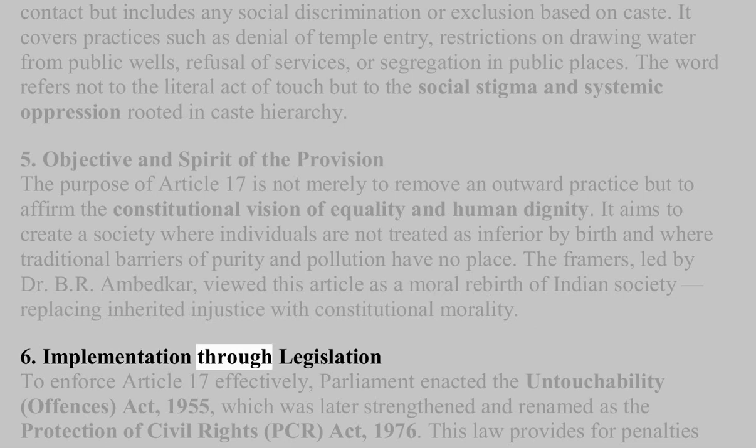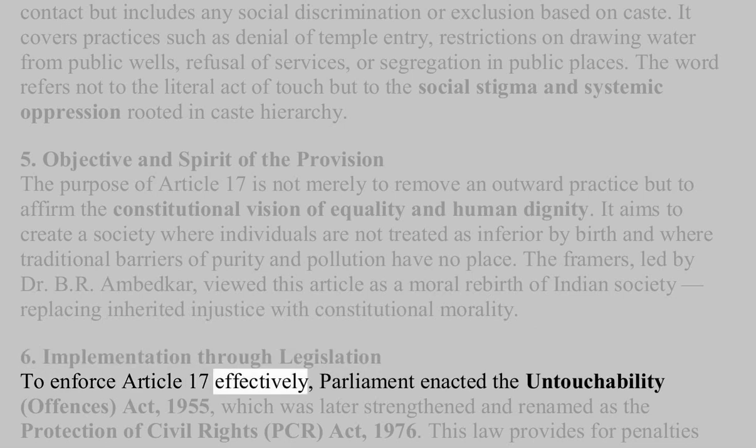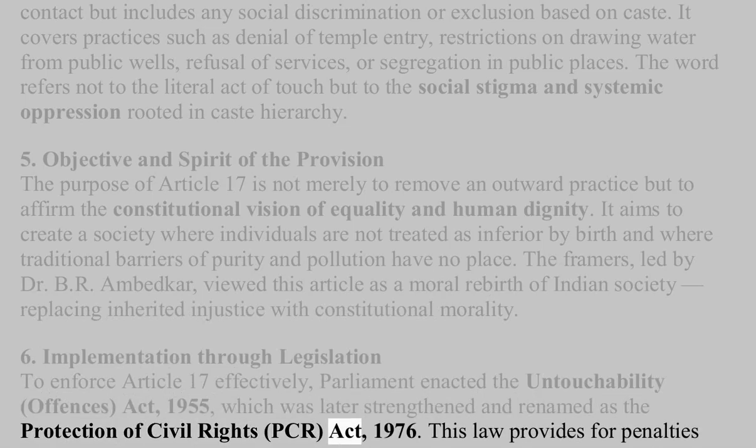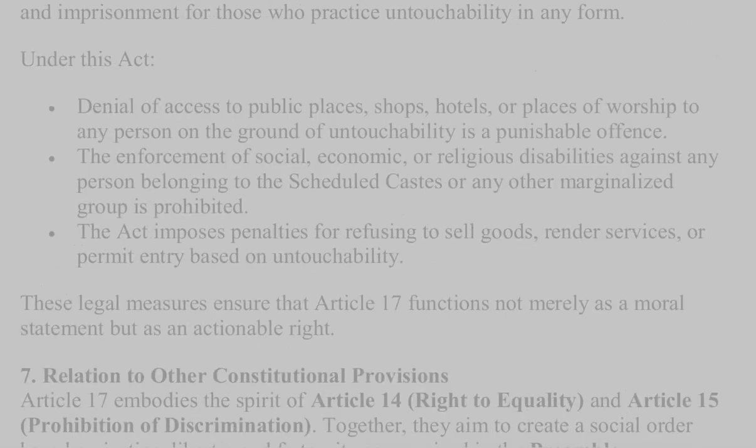6. Implementation through legislation. To enforce Article 17 effectively, Parliament enacted the Untouchability Offences Act, 1955, which was later strengthened and renamed as the Protection of Civil Rights (PCR) Act, 1976. This law provides for penalties and imprisonment for those who practice untouchability in any form. Under this Act, denial of access to public places, shops, hotels, or places of worship to any person on the ground of untouchability is a punishable offense.